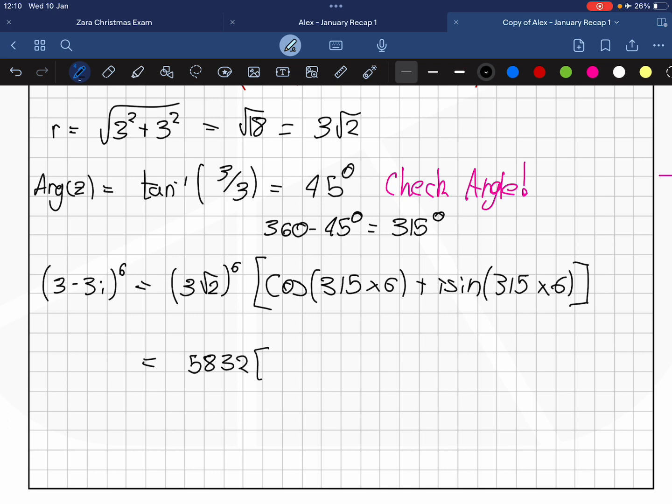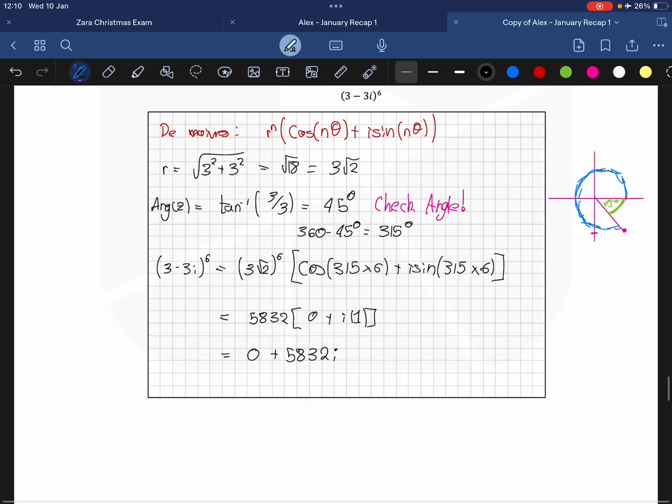5,832. And then if we find the cosine of 315 by 6, that comes out to 0, plus i times the sine of 315 times 6, well, that's 1. Again, it's calculator work. So all in all, we end up with 0 plus 5832i. And that's the final question there.